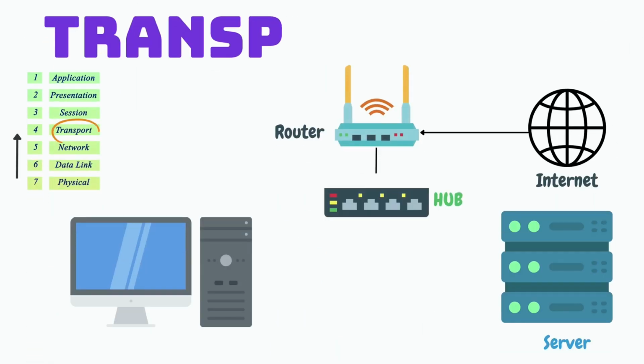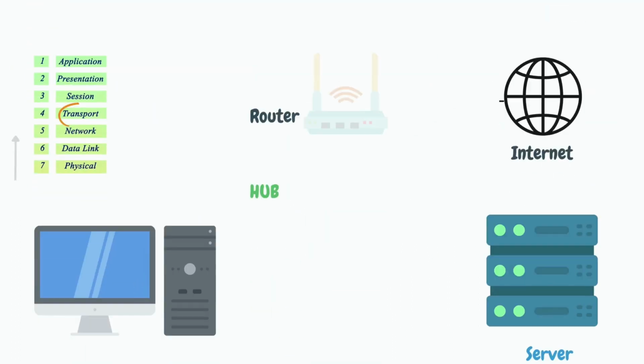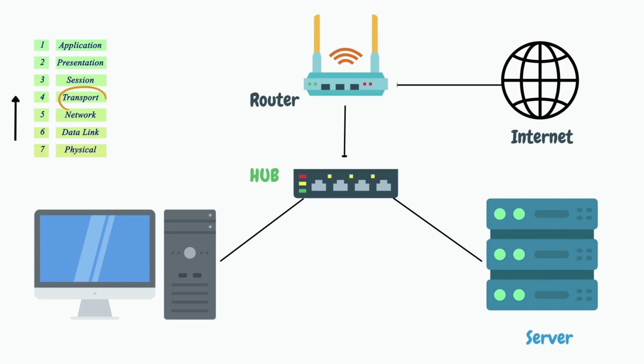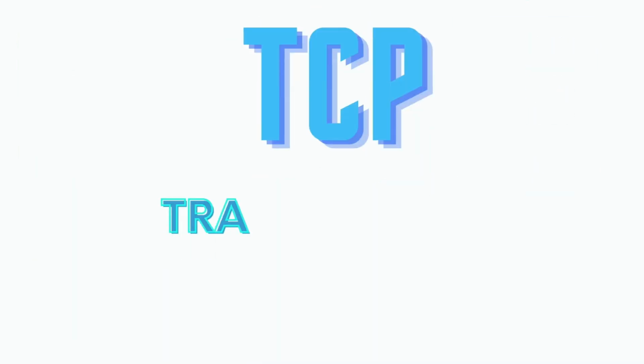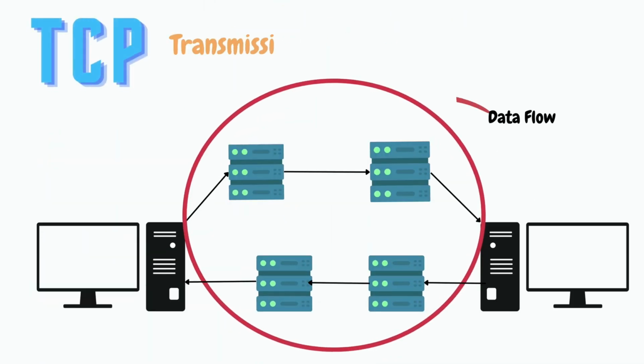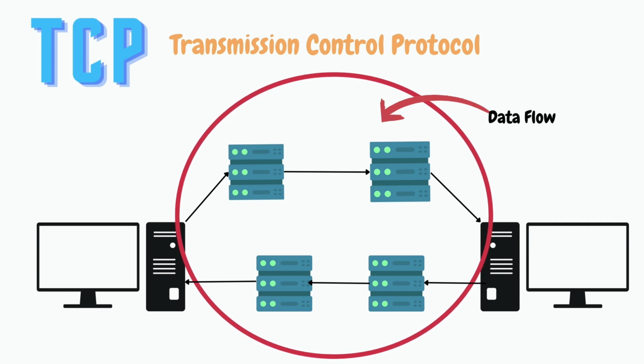The fourth layer is the transport layer. It is responsible for providing reliable data transfer, flow control, error checking and correction, and multiplexing and demultiplexing services between devices on a network. The transport layer has 2 main protocols to provide different types of communication services: TCP, Transmission Control Protocol, and UDP, User Datagram Protocol.